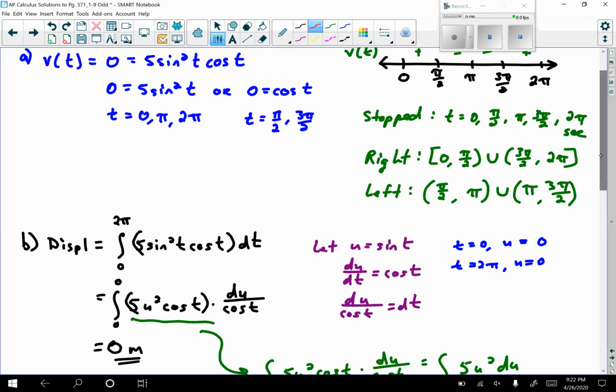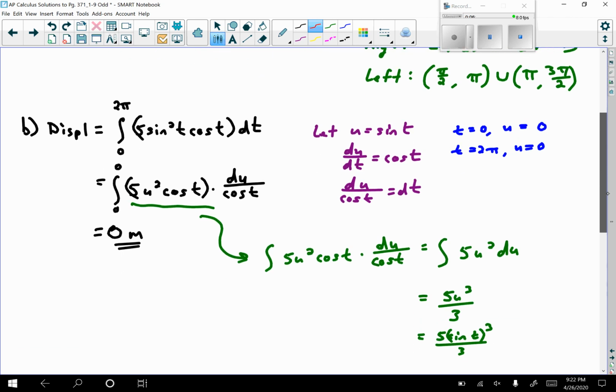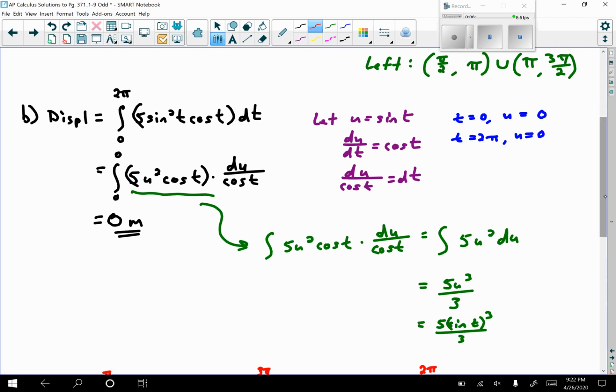All right, so the displacement, we're going to need to use u substitution here. So I'm going to let the part that has more stuff in it, the sine squared t, I'm going to let u equal that. And then when we take du over dt, that's going to equal cosine t. So that's what's going to help us get rid of the extra cosine t. So then du over cosine t is equal to dt.